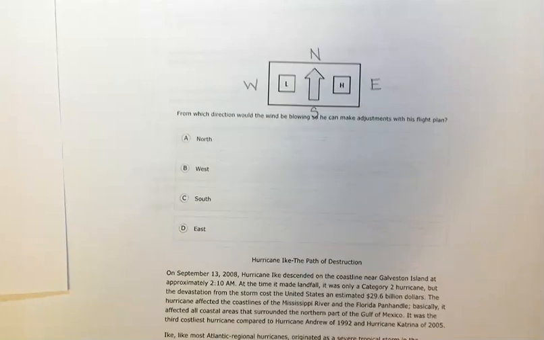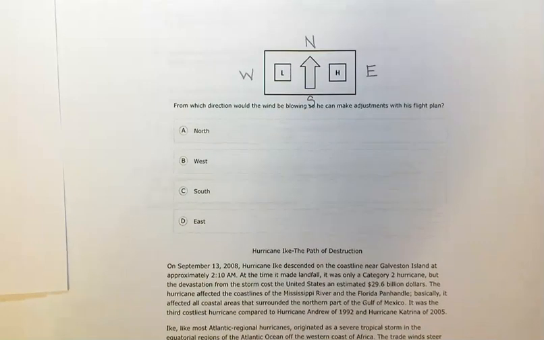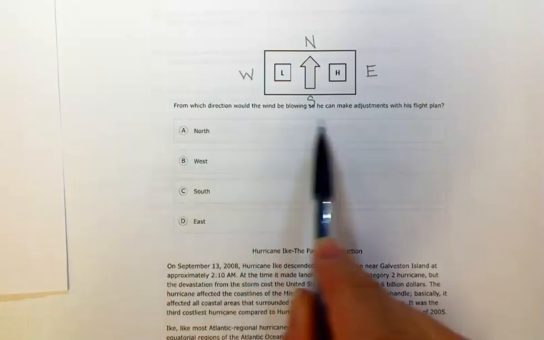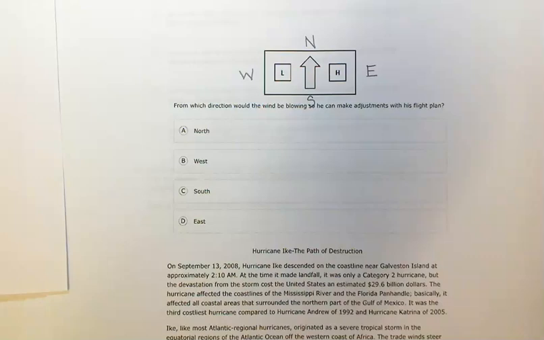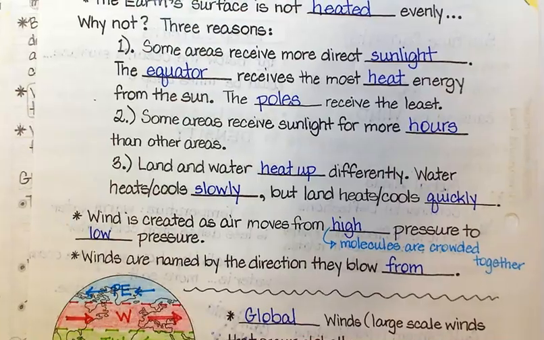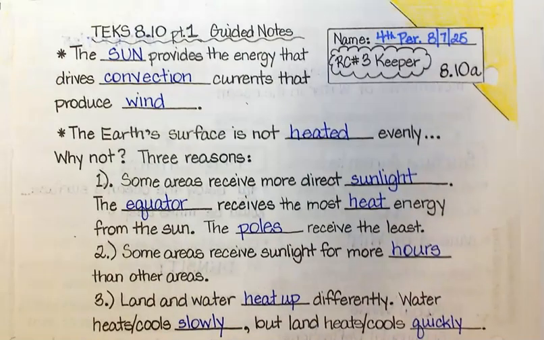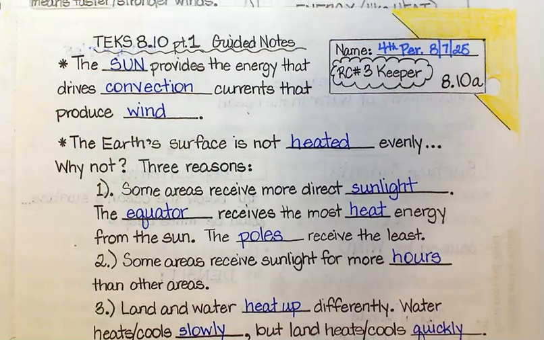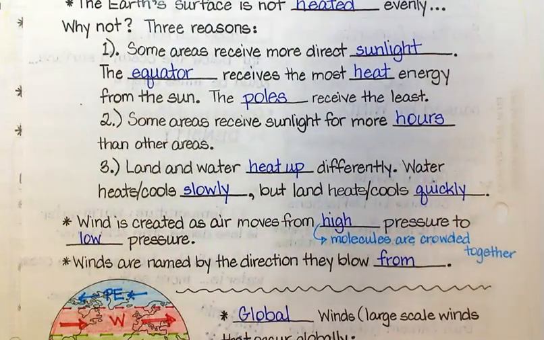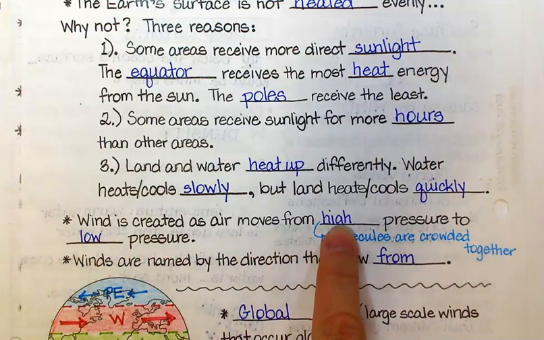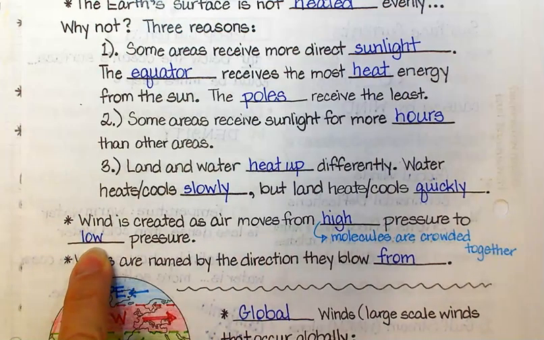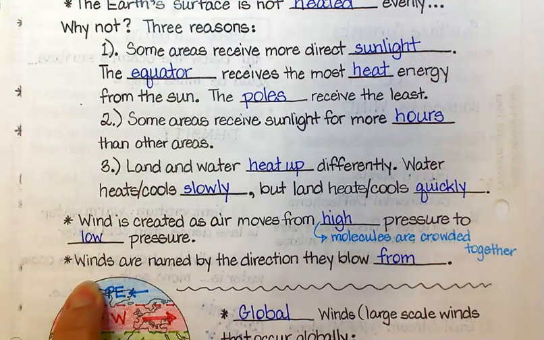Okay, so now I've gotten my directions, but I need some information that is going to help me figure out this answer. So again, I'm going to pause. I'm going to go into my keepers and see what I can find. Okay, so probably the most helpful thing I have is this TEKS 810 Part 1 guided notes, because right down here, two very important statements. Number one, wind is created as air moves from high pressure to low pressure. So wind is always going to go from high to low. And winds are named by the direction they flow or blow from.